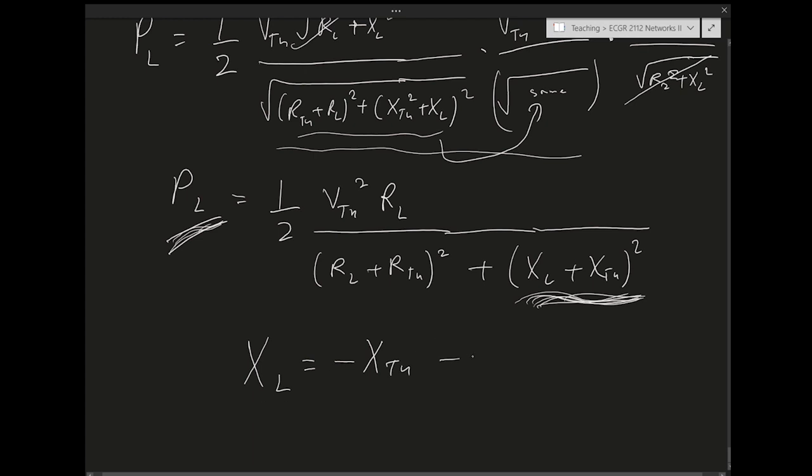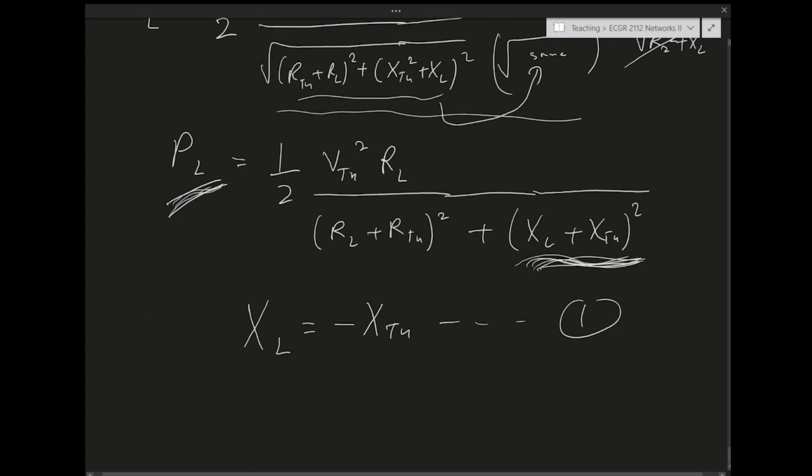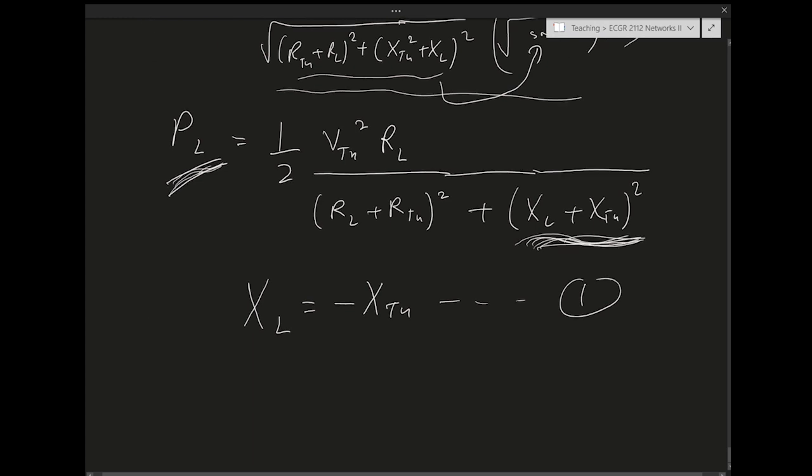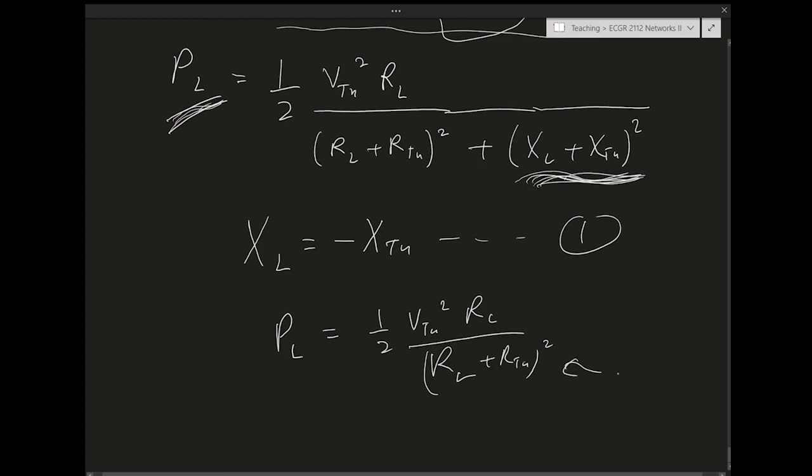So that's the first condition. Make sure that XL equals minus X Thevenin. When I ensure that, I end up with PL equals half V Thevenin squared RL over (RL plus R Thevenin) squared. This is exactly the same as the equation that arises from the DC analysis, so we don't have to repeat the analysis for this one.